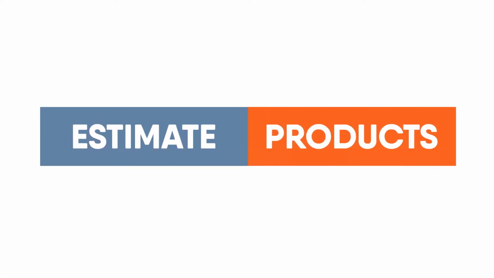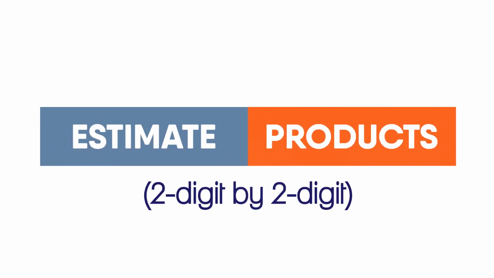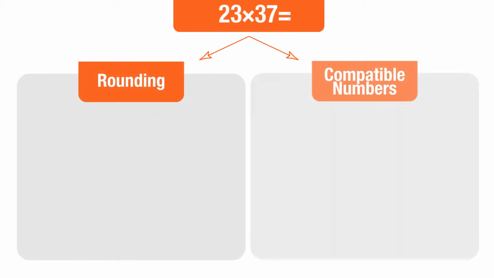Estimate products, 2-digit by 2-digit. To estimate the product, we can use two methods, rounding and compatible numbers. Let's recall the rounding rules.